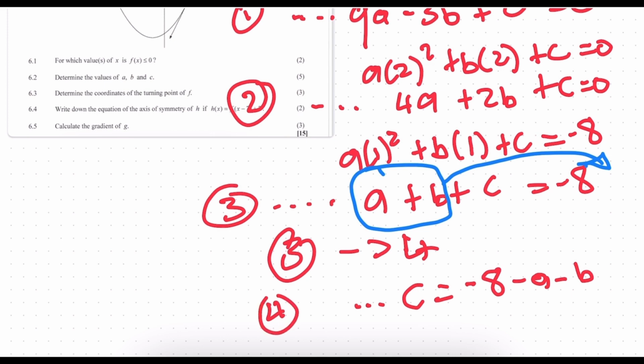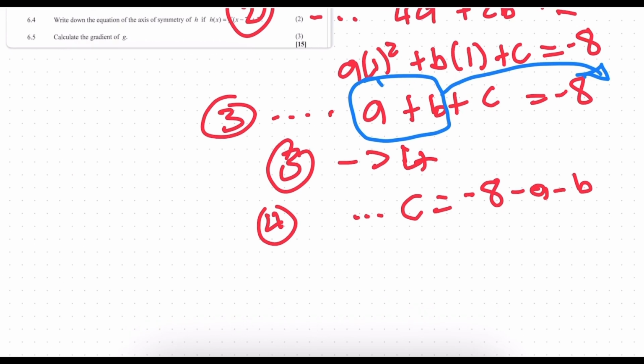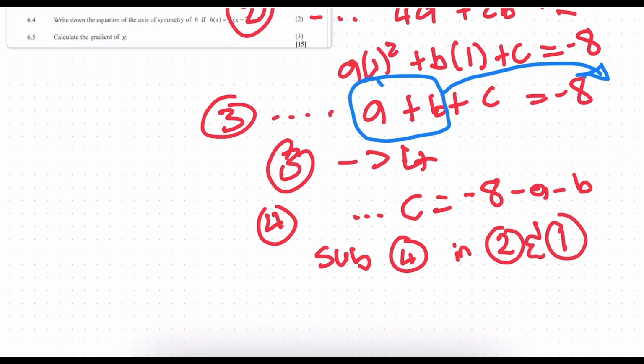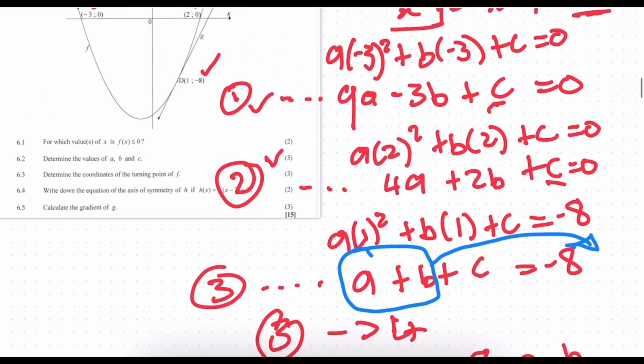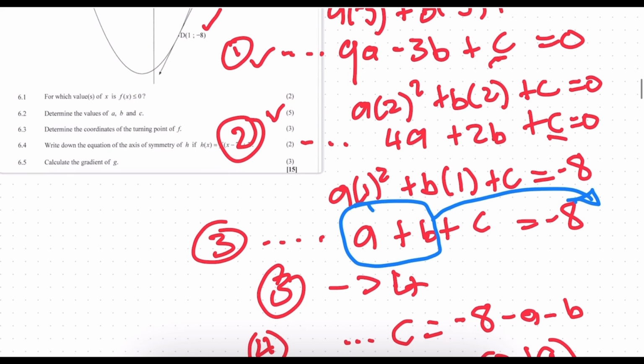Because I wanted to eliminate C, that means now I'll have to substitute equation 4 in equation 2 and 1. Wherever there's C in equation 2 and 1, I need to plug in equation 4. So substitute equation 4 in equation 2 and equation 1, whichever order. It's mathematics, we're not doing English. Let's start with equation 1 for simplicity.